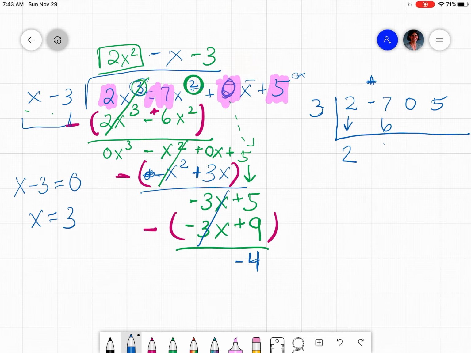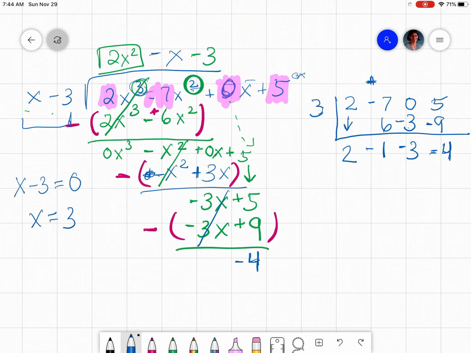So negative 7 plus 6 is 1. And now I multiply. 3 times 1 is 3. 0 plus 3 is 3. 3 times 3 is 9. Sorry, this is negative 1, makes this negative 3. I forgot that. Negative 7 plus 6 is negative 1. 3 times negative 1 is negative 3. This is negative 9. And this is negative 4.